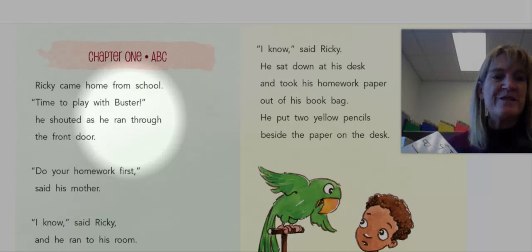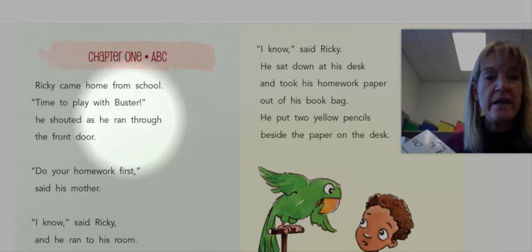My next page number says page 4. So I'm going to read to page 4 now. Then I'm going to stop and think about what happened in the story and decide on a key word to write down.